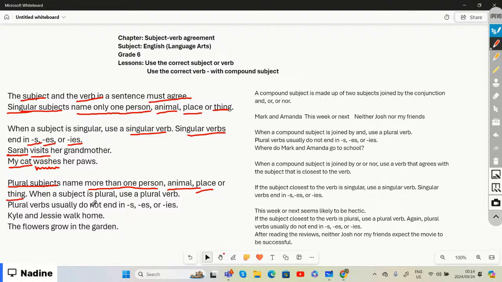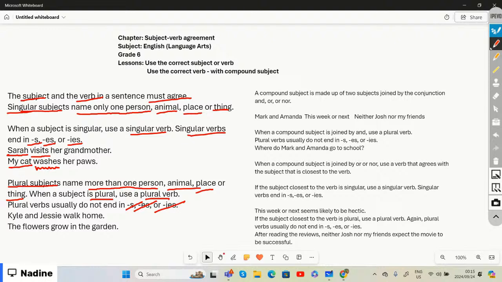And when a subject is plural, meaning it refers to more than one person, more than one animal, place, or thing, it's two or more people, two or more animals, two or more places or things, then we use a plural verb. Meaning that this plural verb does not end with S, ES, or IES. So let's say, for example, Sarah visits, it ends with an S, or my cat washes, it ends with an ES. But if we say two people do the same thing, then we're only going to say visit or wash.